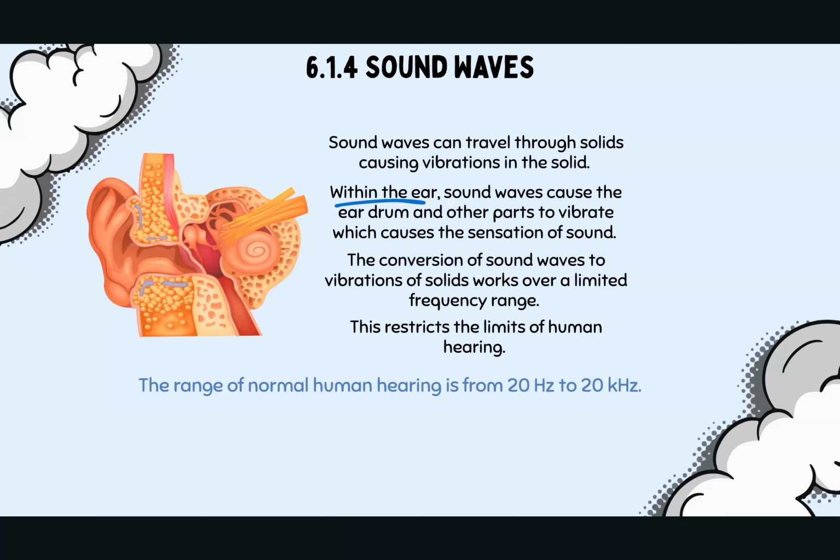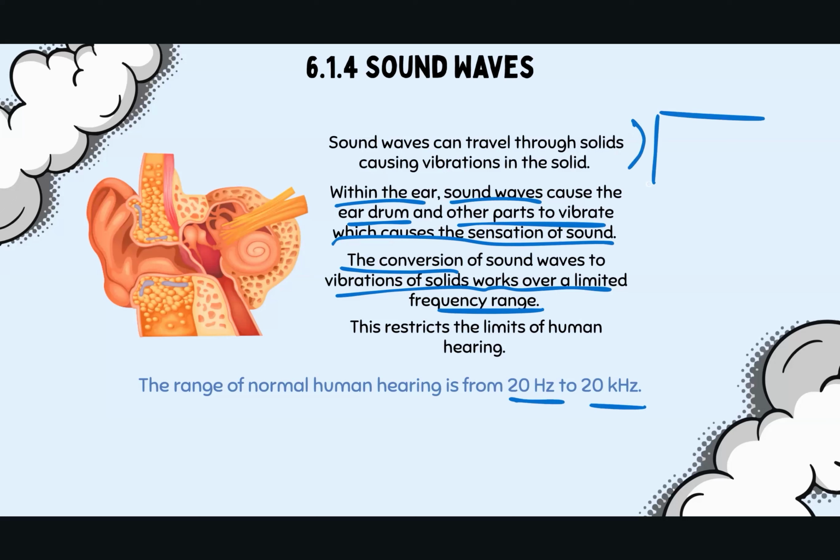Within the ear, sound waves cause the eardrum and other parts to vibrate, which causes the sensation of sound. The conversion of sound waves to vibrations of solids works over a limited frequency range. So we can only hear between 20 hertz and 20,000 hertz. So what we're saying here, let's start with this first bit. A solid is made up of particles. I'll do the particle slightly bigger to save time.